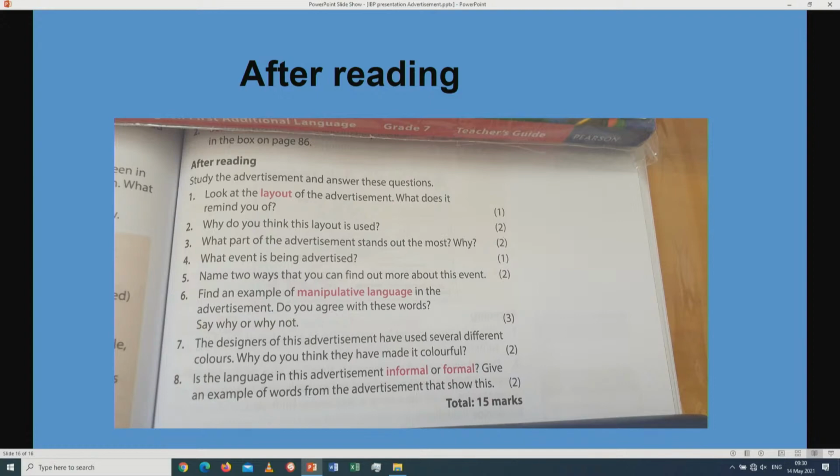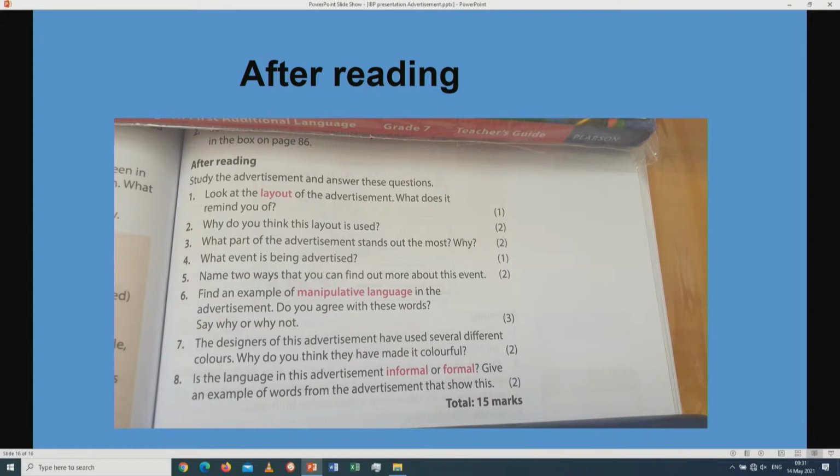3 marks. Bear in mind, it is 3 marks. Find an example of manipulative language in the advertisement. Do you agree with these words? Say why or why not.